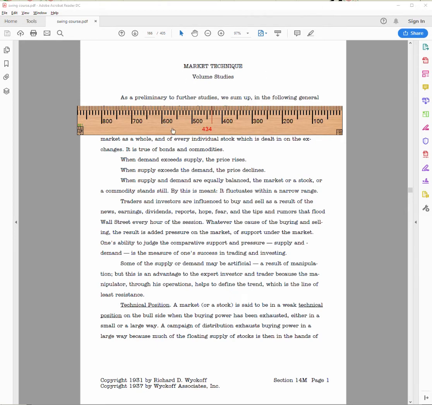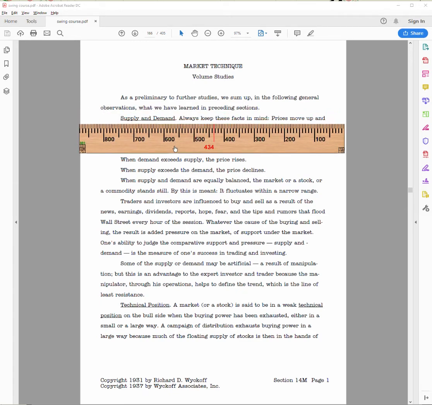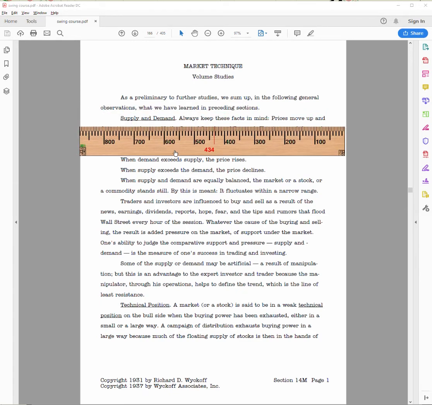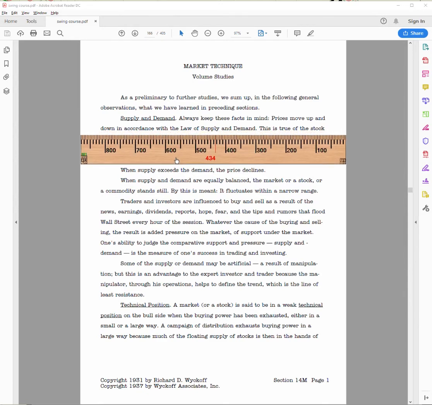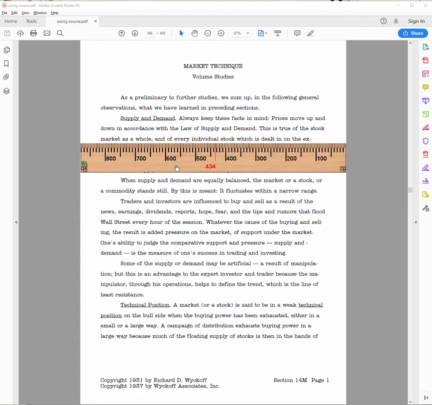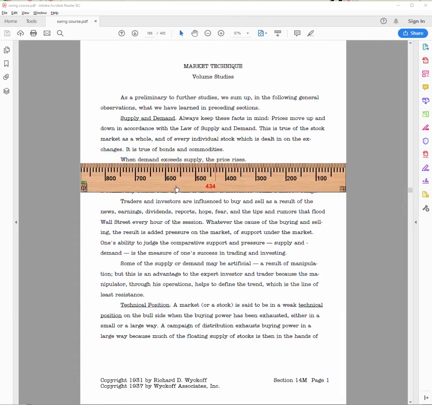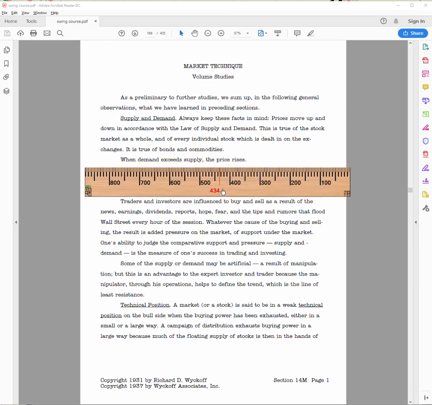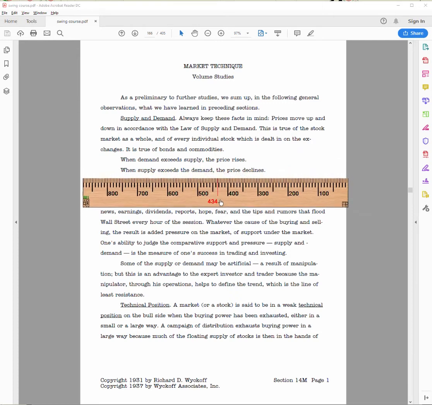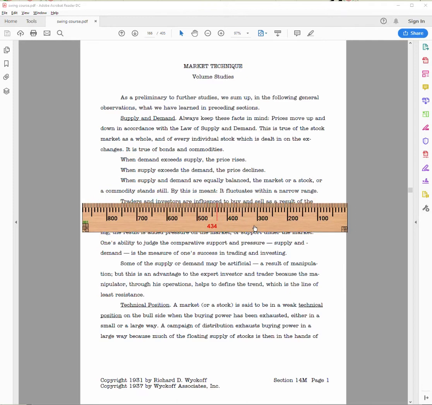As a preliminary to further studies, we sum up in the following general observations what we have learned in preceding sections. Supply and demand. Always keep these facts in mind. Prices move up and down according to the law of supply and demand. This is true of the stock market as a whole and every individual stock. It is true of bonds and commodities, and Forex, by the way. When demand exceeds supply, price rises. We all already know all this.